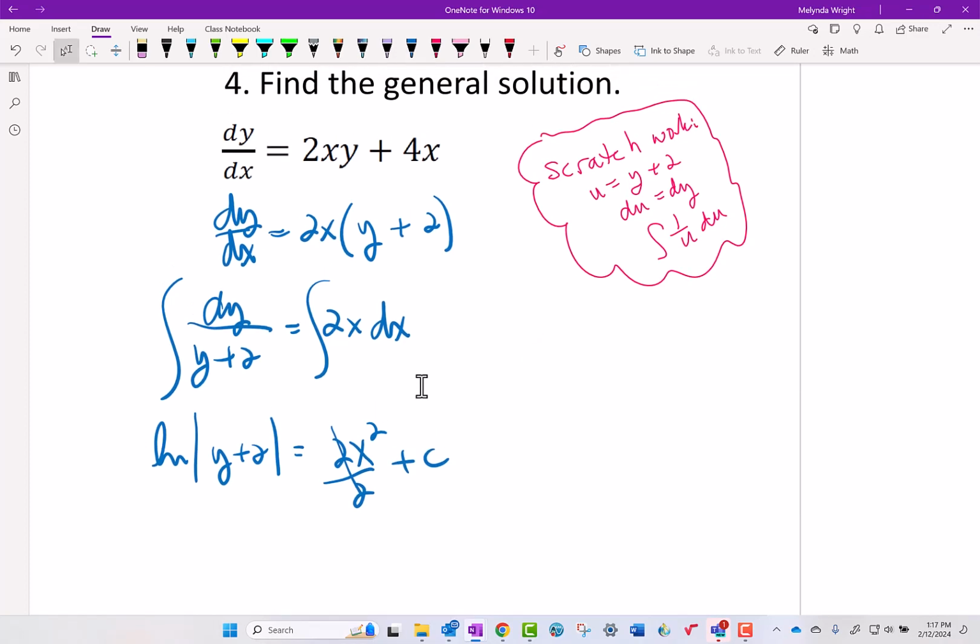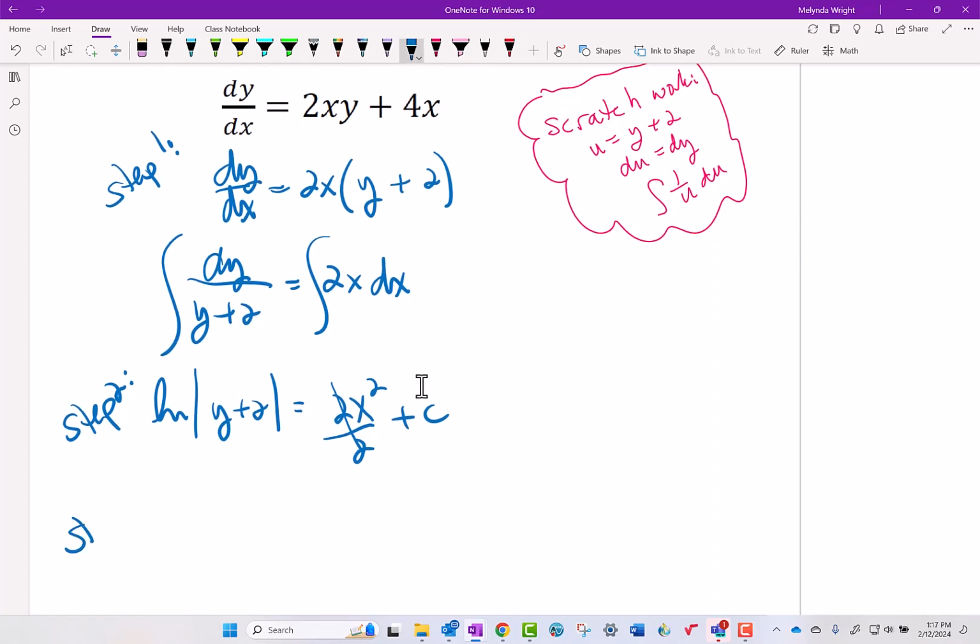Okay? Now our job is to solve for y, because that's our last step, step 3. So step 1, we'll just write it out. This is step 1, right? We separated it. Step 2, we integrated it. And step 3, what did we do on step 3? Solve for y, right? We solve for y.